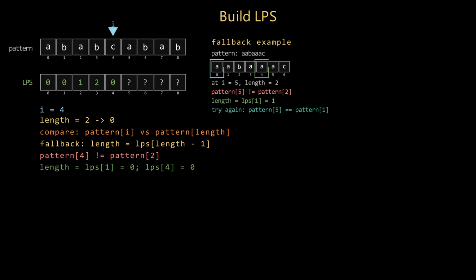Why does fallback use LPS of length minus 1? Because the part already matched may contain a smaller prefix that is also its suffix. In the small pattern AABAAC, at I equals 5, length is 2. The comparison fails, but LPS at 1 is 1, so we fall back to length 1 and try again.